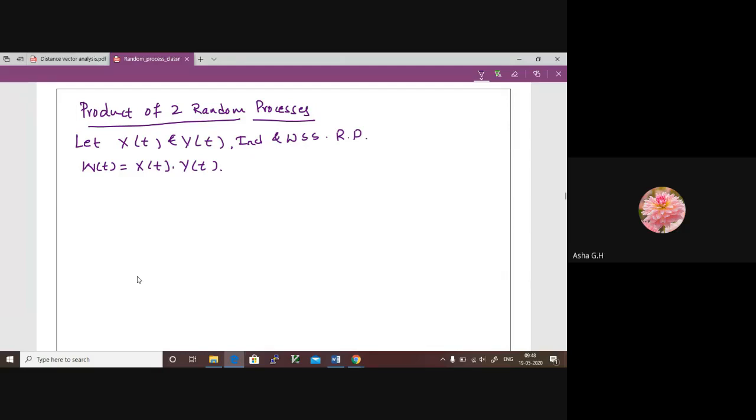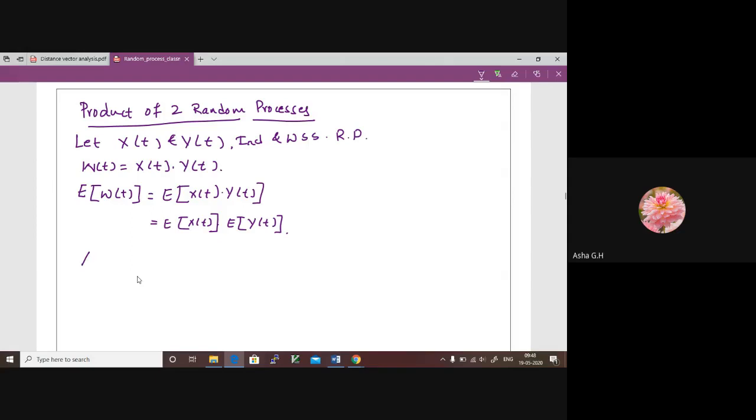Okay, what is the expectation of W of t when they are independent? Or what is the mean of the random process W of t, which is the multiplication of these two random processes? Expectation of W of t is written as expectation of x of t into y of t. This is very simple. When they are independent, we can write it as expectation of x of t multiplied with expectation of y of t.